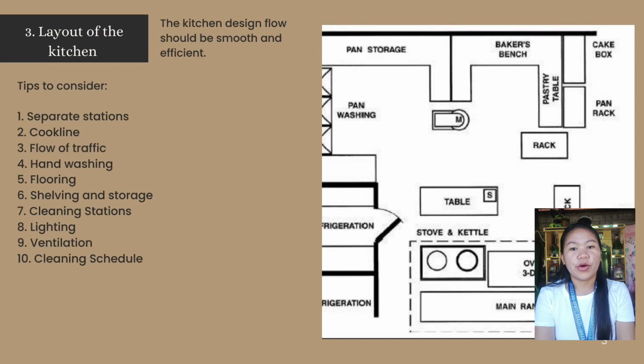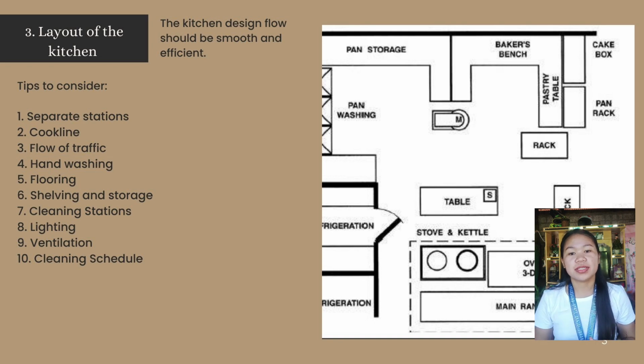The third key point is layout of the kitchen. The kitchen design should be such that the flow of food is smooth and efficient, and it should also avoid any potential risk of cross-contamination. Different areas of the kitchen should be designated for different tasks, such as raw meat handling and vegetable washing.